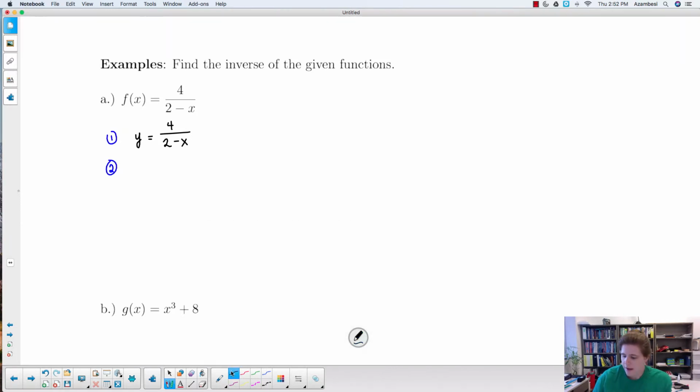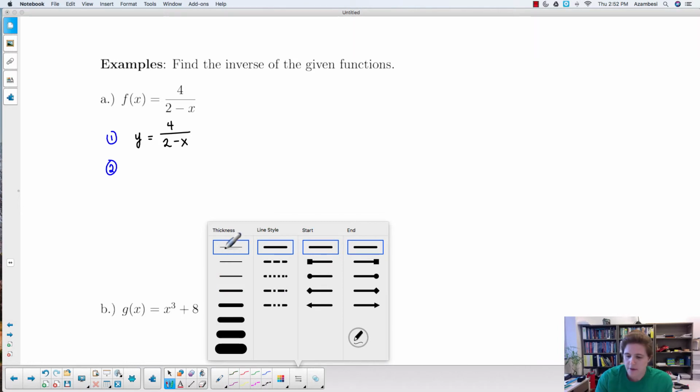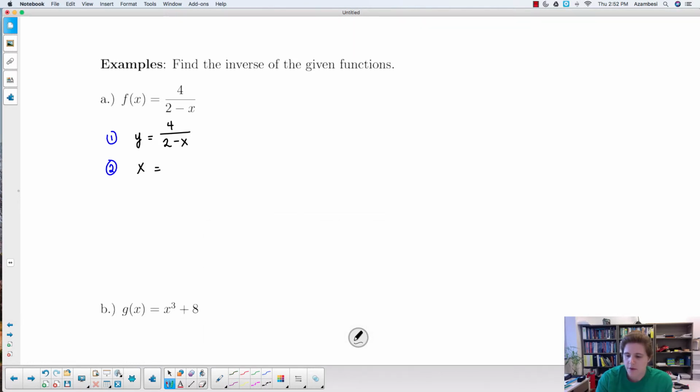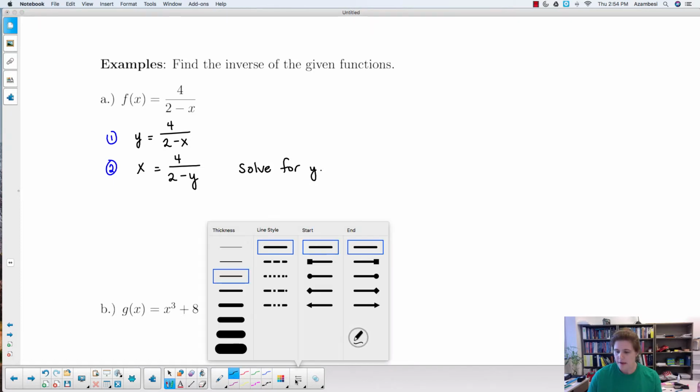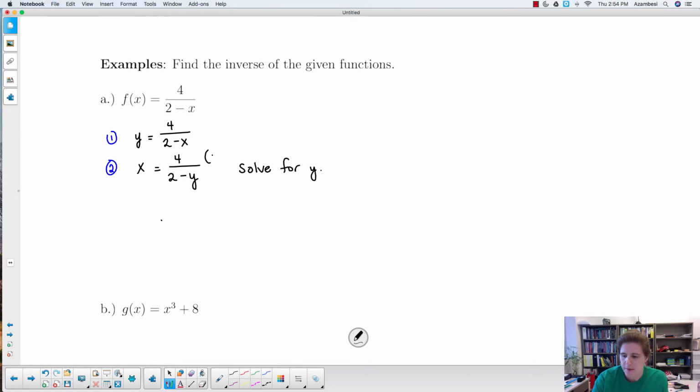So everywhere I have a y, I'm going to write an x and vice versa. So x is equal to 4 over 2 minus y. And then I need to solve for y. I want to solve this thing for y, I need to break y out of the denominator. So what I'm going to do is multiply both sides by the denominator. So 2 minus y is our denominator here.